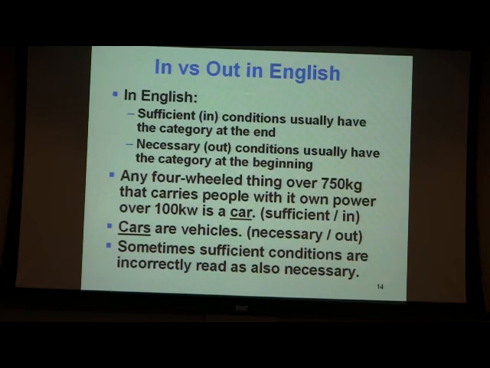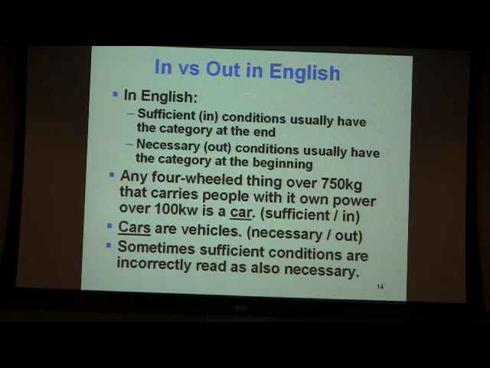This is important if you ever have the dubious opportunity of reading Defense Department requirements, because a lot of this is written in English. The way to read those things is to note that you have an in condition if you see the category at the end of the sentence. It'll say, any four-wheeled thing with certain characteristics is a car. That's an in condition.